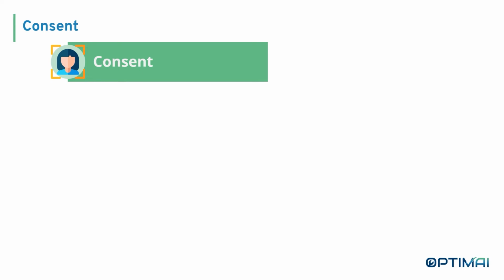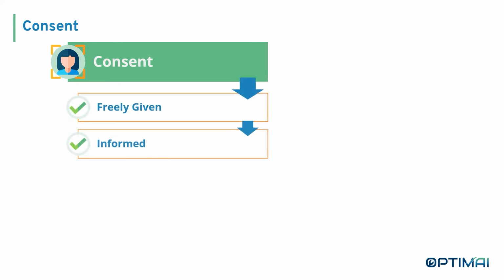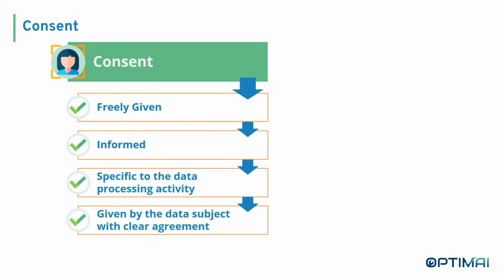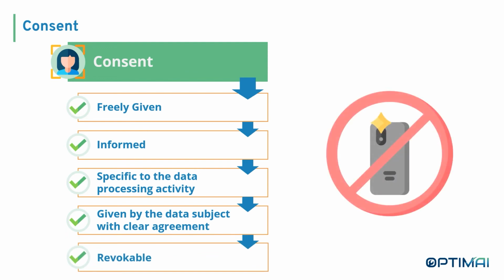This consent should be freely given, informed, specific to the data processing activity, given by the data subject with clear agreement, and revocable. If you are planning to publish images of identifiable employees on a website or social media, for example, you should ask for the employee's permission to take and share the image, ensuring that they are informed of where it will be published and why, and how they can later have it removed if they withdraw their consent.